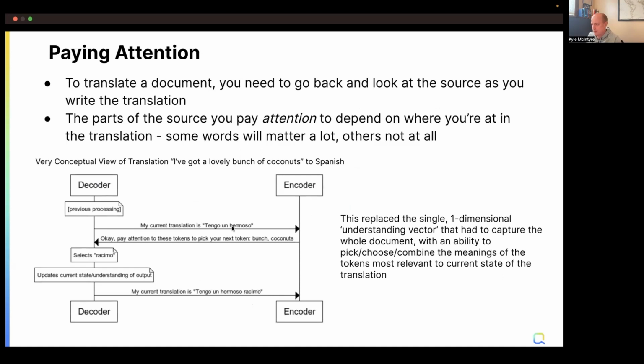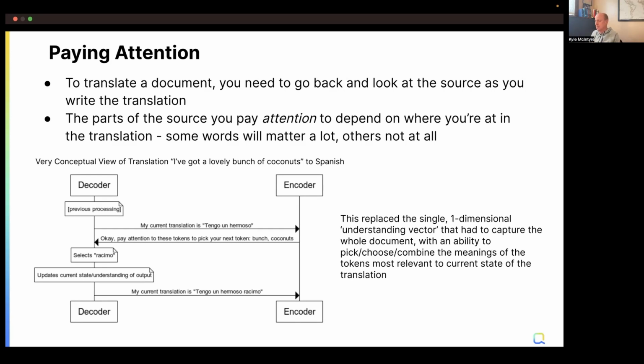And so this is going to be very conceptual, but I hope you find it useful. Think about how a human would translate documents. You'd probably read the whole source document or at least part of it, and then you'd start doing your translation. But at various points, you're going to have to go back and look at the source document and pay attention. That's a key word in this whole concept. Pay attention to certain parts in the source document, the parts that are most important for you to select the next token in your translated document.